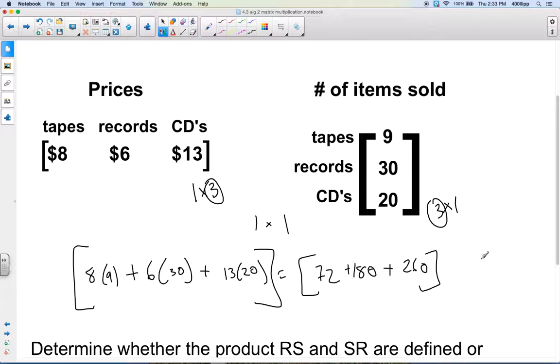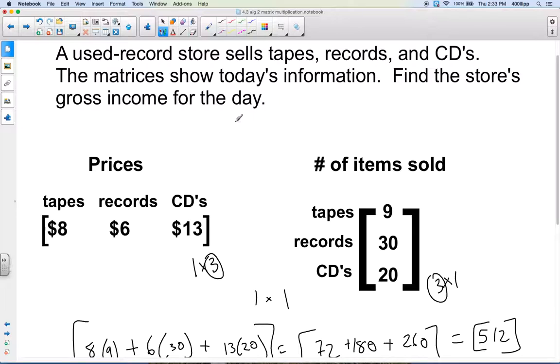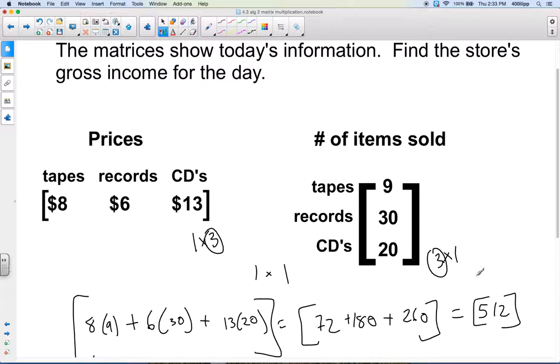Adding these all together, I'm going to come out with 512. So look back to see what they want. Find the store's gross income for the day. Here it is. This is going to be the amount of money they got for one day.